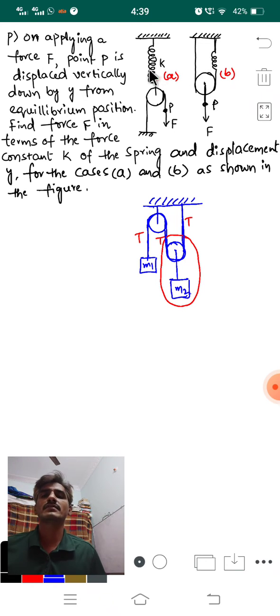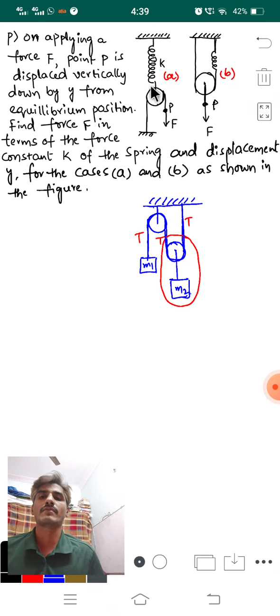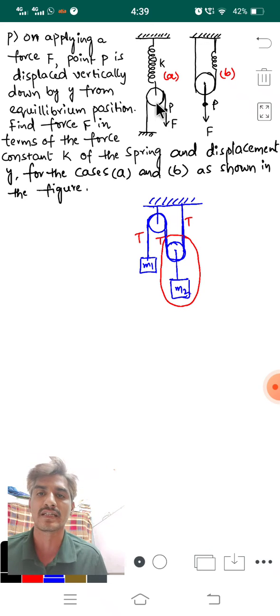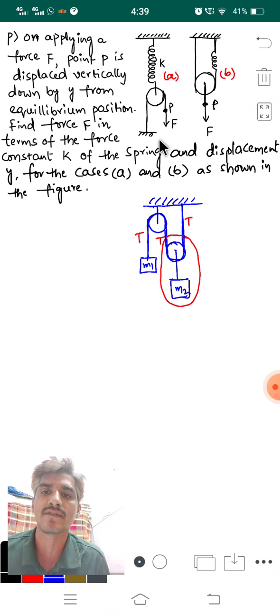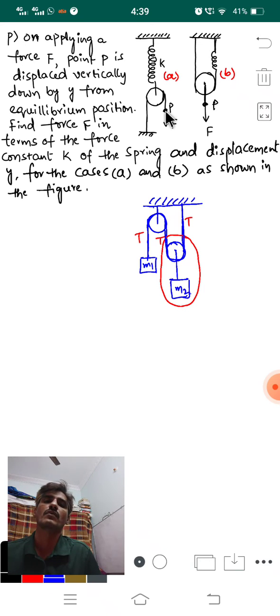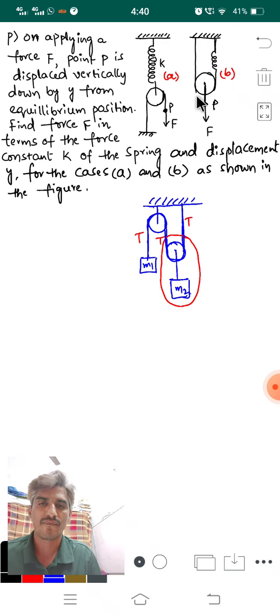In these two cases the question is that on applying a force capital F, point P is displaced vertically down to a distance of y from equilibrium position. Now find the force in terms of the force constant. Here we have to write the force in terms of K and Y. In both the cases we should write F in terms of K and Y.